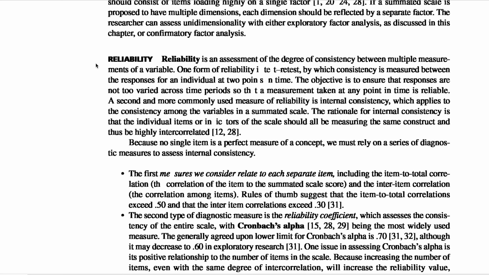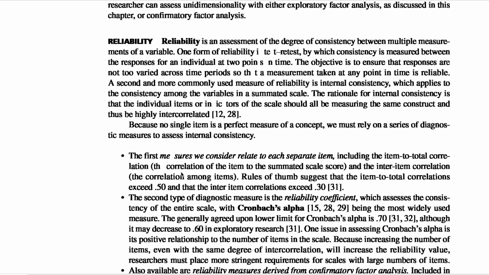A second and more commonly used measurement of reliability is internal consistency, which is applied to the consistency among the variables in a summated scale. The rationale for internal consistency is that the individual items or indicators of the scale should all be measuring the same construct and thus be highly intercorrelated. Because no single item is a perfect measurement of the concept, we must rely on a series of diagnostic measurements to assess internal consistency.